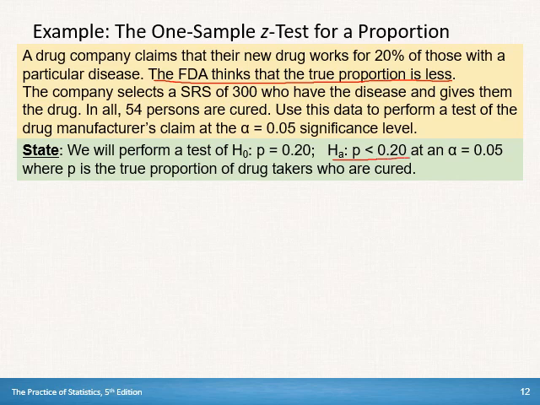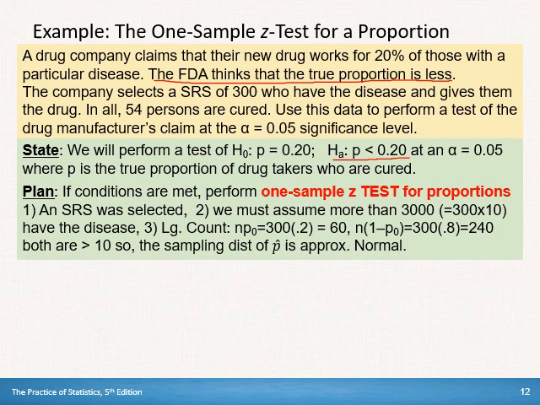Okay, so now let's do the state. So we want to say, what is our inference procedure? Well, it's right there at the top of the slide, a one sample z test for proportion if conditions are met. And think about the three conditions: random, 10%, large count.